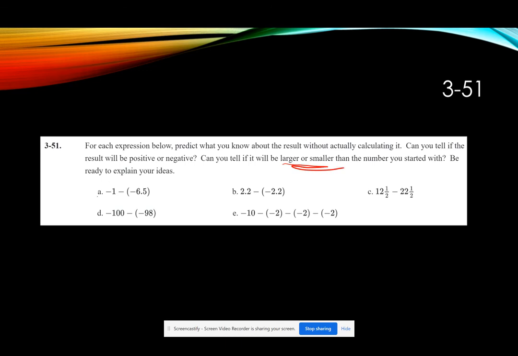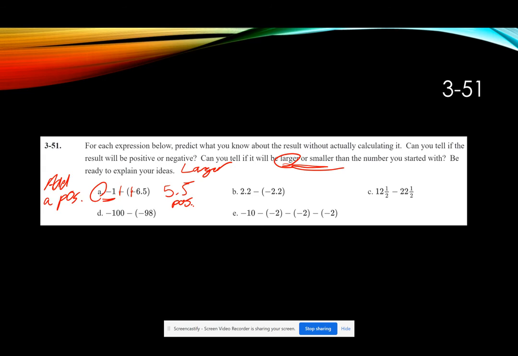So let's take a look at A here. We're starting at -1 and we are subtracting -6. So here, since we're subtracting a negative, we could change it to adding a positive, right? And so here, -1 plus 6.5, that's going to give us positive 5.5. So the number is going to be larger in this case than what we started with. And it's also going to be a positive result because we are subtracting a negative, which is adding a positive.